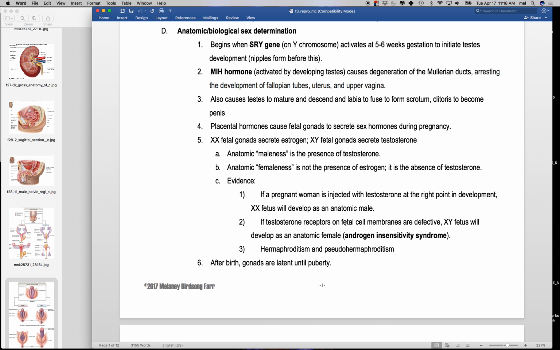And then we have another, this one is actually a genetic mutation that shows us that sex differentiation is the presence of testosterone. And I'll tell you this one and then I'll let you guys go. So if you make testosterone, but your receptors for testosterone are malformed because of a genetic anomaly, right? So your testosterone receptors don't work, but you're making testosterone. What happens is an XY fetus will develop externally as an anatomic female.